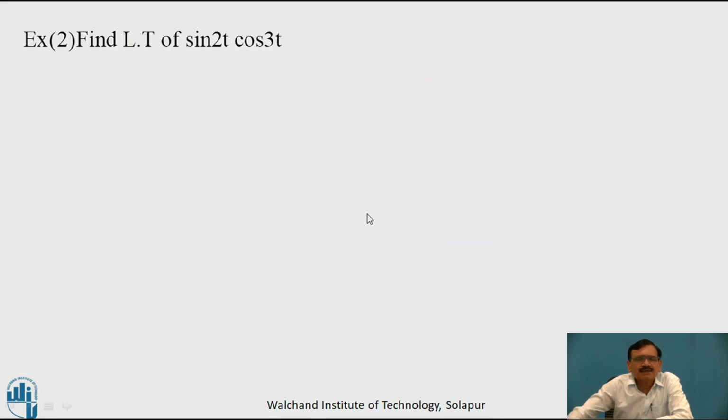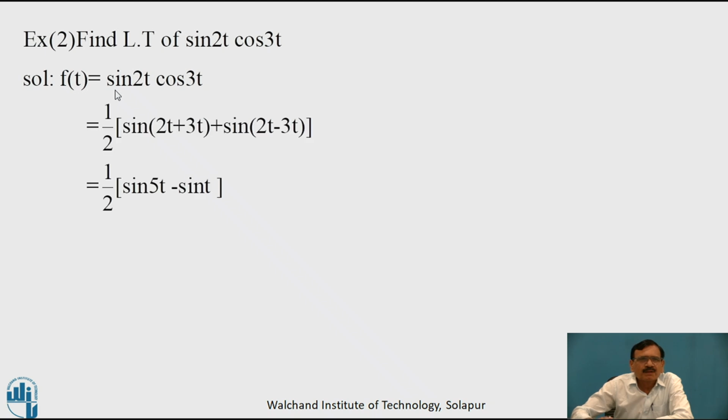Next, second example, find the Laplace transform of sin 2t cos 3t. Here we have the product of sin 2t and cos 3t. First of all, we have to make use of the trigonometric formula of sin a cos b before writing the Laplace transform. Here we can write sin 2t cos 3t as 1 by 2 sin of 2t plus 3t plus sin of 2t minus 3t, by using the formula of sin a cos b as 1 half of sin a plus b plus sin a minus b, which is equal to 1 half of sin of 2t plus 3t, that is sin 5t, and sin of 2t minus 3t is sin of minus t, and sin of minus t is minus sin t.